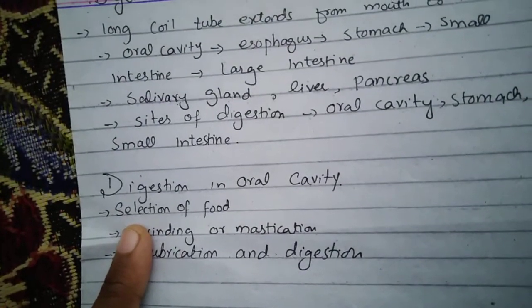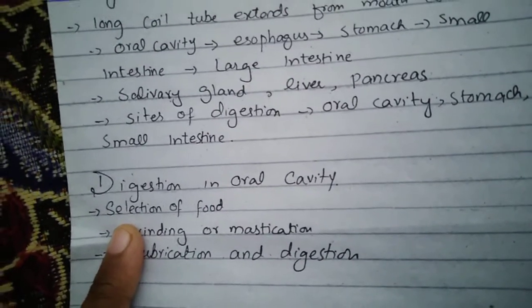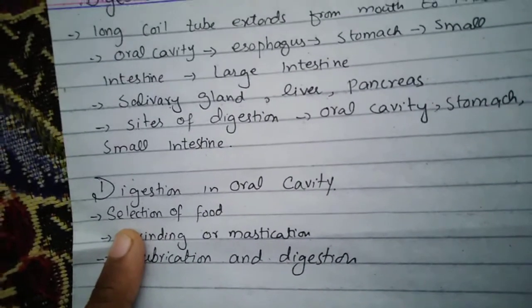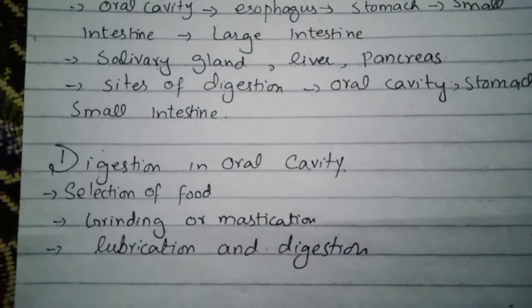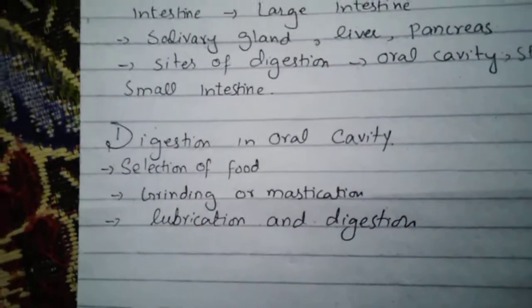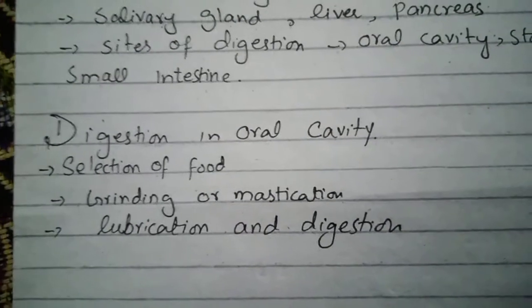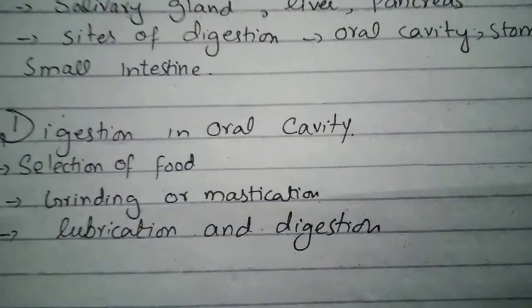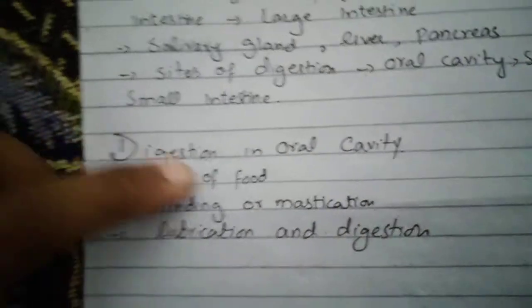The oral cavity does selection by smell, taste, and sight. The tongue is also a sensory structure. Various kinds of taste buds are present on the tongue, and they sense sweet, bitter, and umami tastes. So these receptors are also helpful in selecting or rejecting the food.